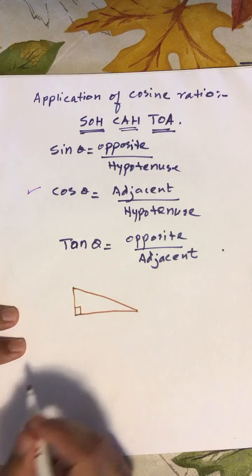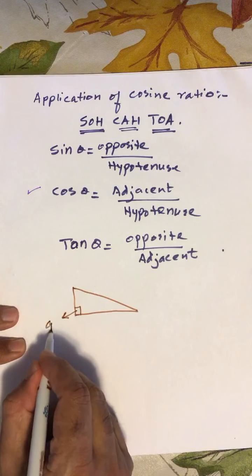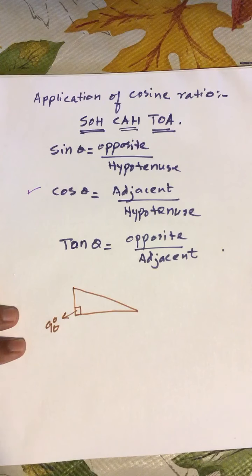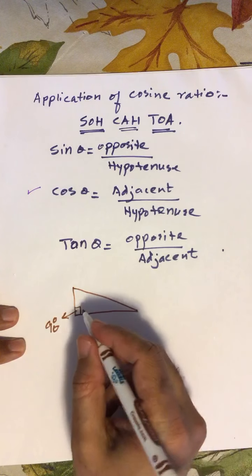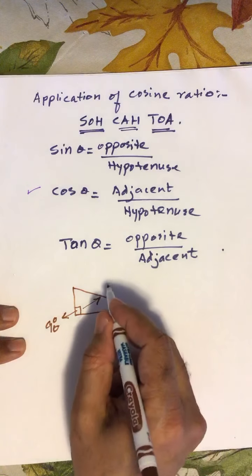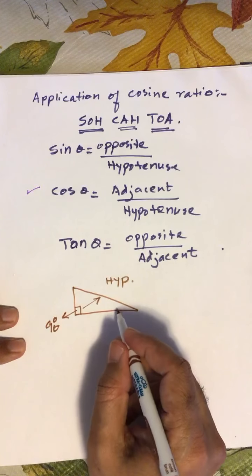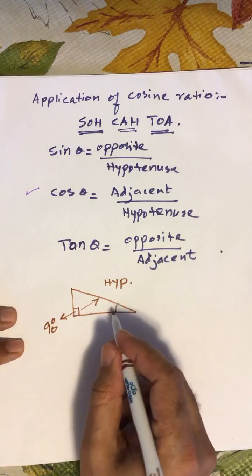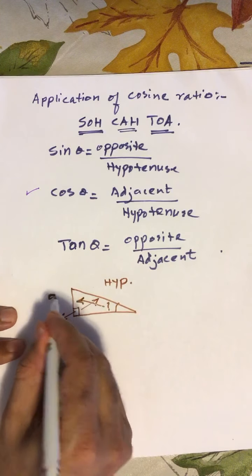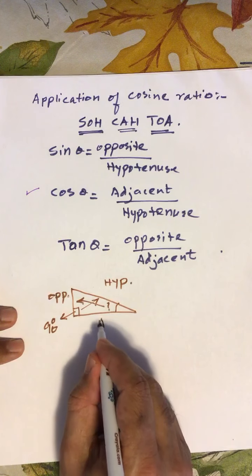So if you see a box like this in a triangle, it means it's a right triangle. This one angle is equal to 90 degrees. The two angles are less than 90 degrees, so they are acute angles. The side opposite to the 90 degrees is always the longer side, and it's called the hypotenuse. If we are finding this angle, then the side opposite to this angle will be the opposite side, and the remainder side is adjacent.